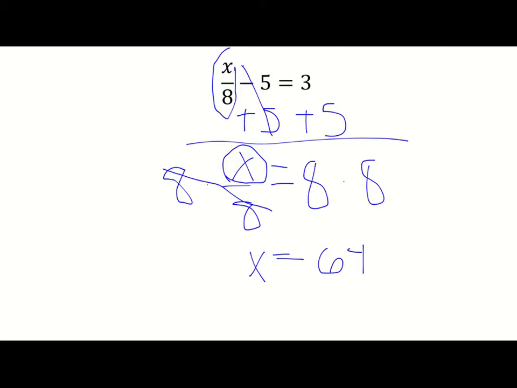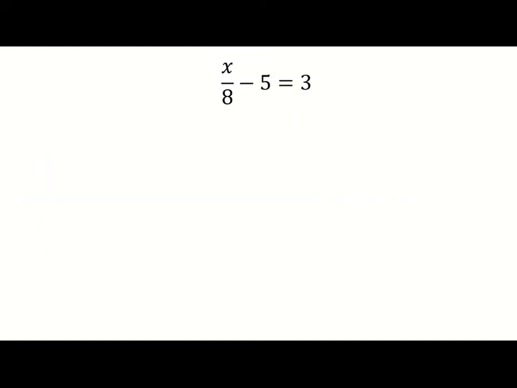Now I can also check my answer by plugging 64 back into the problem and seeing if it works. So if I plug 64 back in, I have 64 divided by 8 minus 5 equals 3. And I want to ask myself, is that correct? Well, 64 divided by 8 is 8, and 8 minus 5 is 3. So this is correct, and I know my answer of 64 is right.